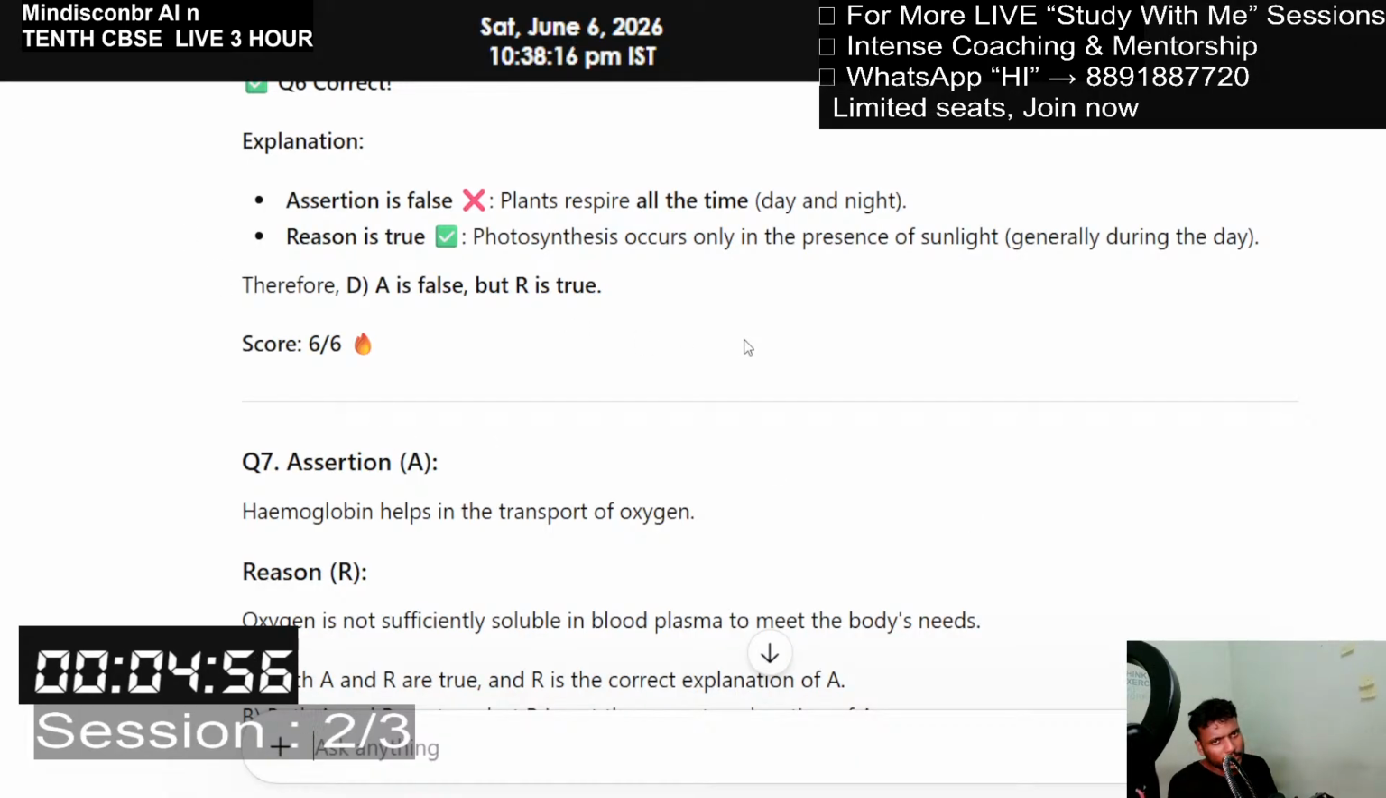In the case of respiration and photosynthesis, the plants' case is the same as ourselves. We respire every time, during our daytime, nighttime, even in sleep also we respire. Similarly, plants also respire, and we also make food.